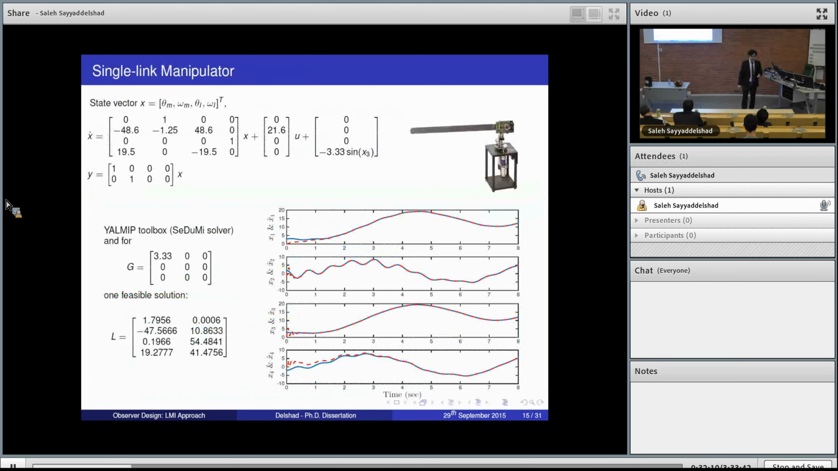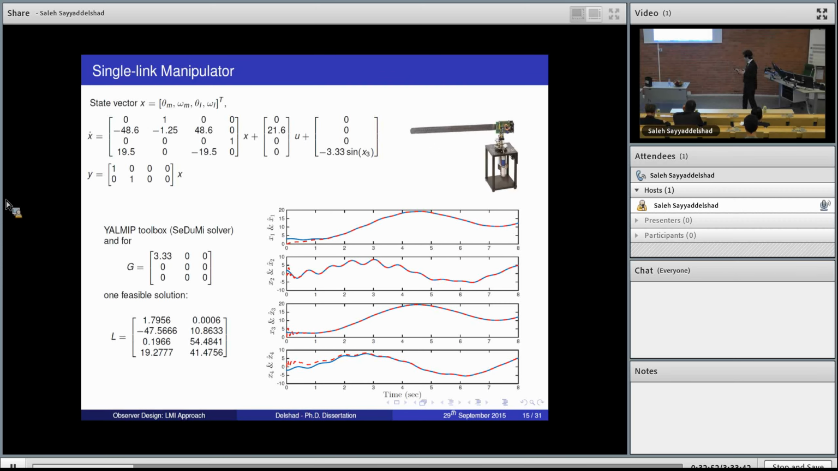Let's take a look at this example, single link manipulator, that you have the 4 state variables for this nice and interesting plant, the angle of the link and the angular velocity of the link. But since the link is flexible, the angle of the link and the angle of the DC motor is a bit different. So here is the state space realization using the theorem that I showed you before, and using the YALMIP toolbox with a solver, you can simply find the observer gain L.